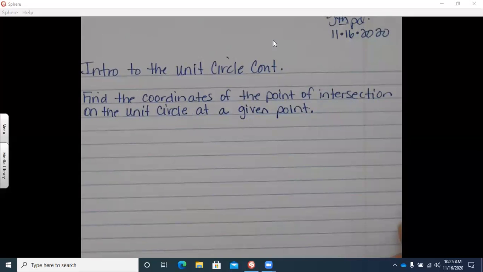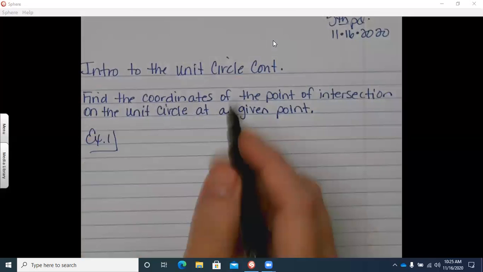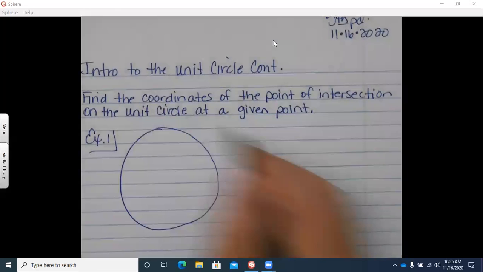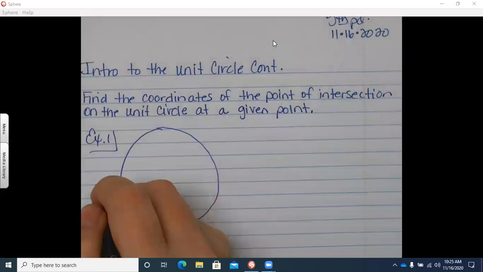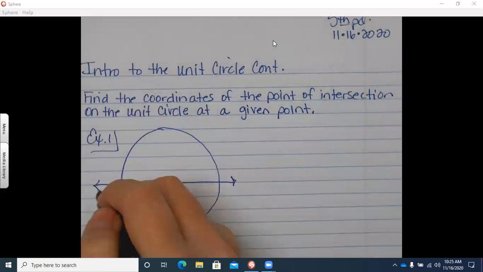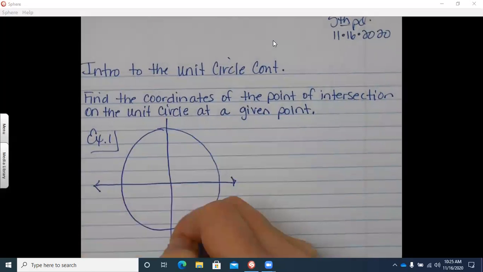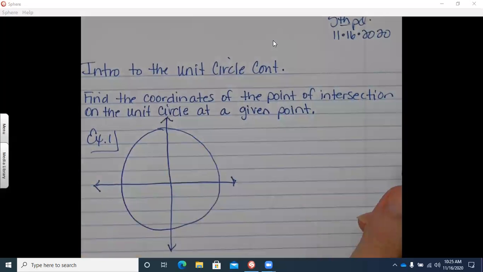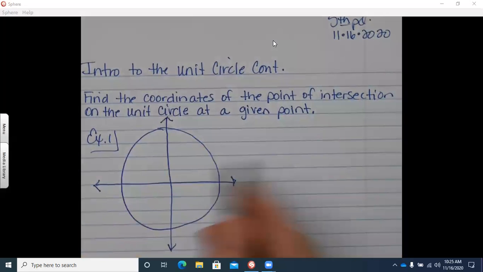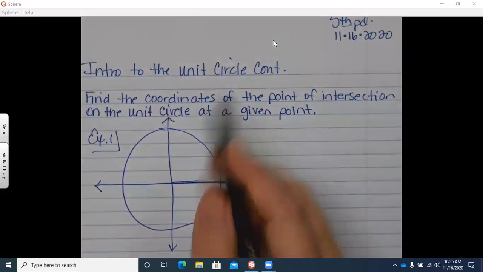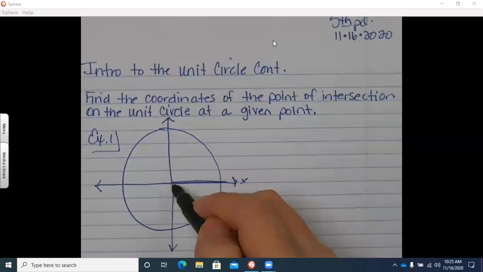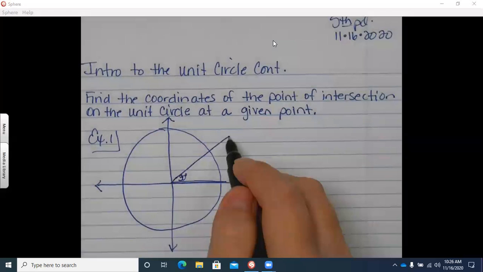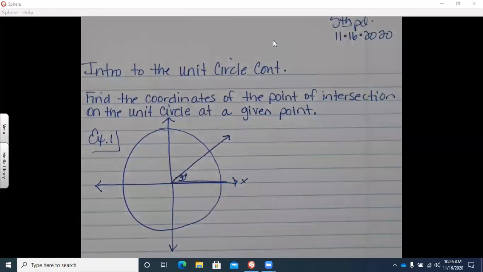So we're going to be drawing a lot of circles, okay? So I'm going to draw a unit circle, not giant, but I need to be able to see. And I'm going to draw the x-axis and the y-axis right through the middle. And I'm going to draw a 30-degree angle. My initial side is going to be the positive x-axis. And then the terminal side, I'm going to try and form a 30-degree angle with my initial side.